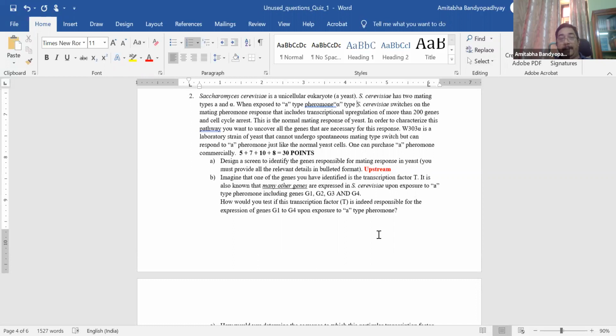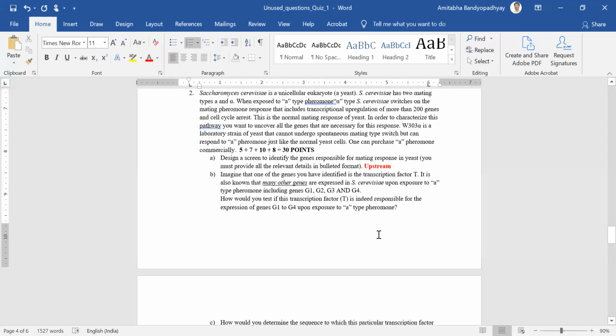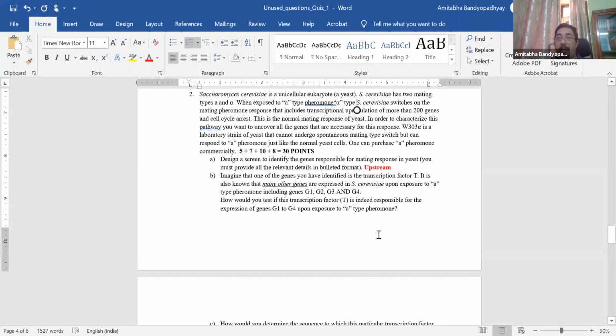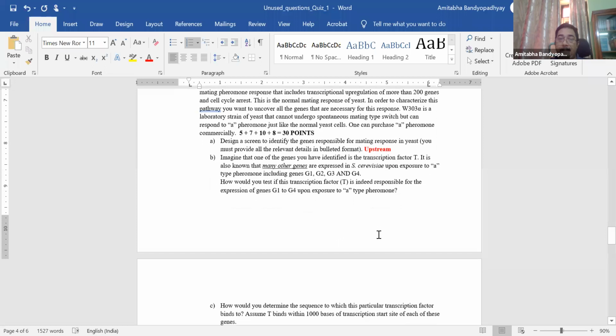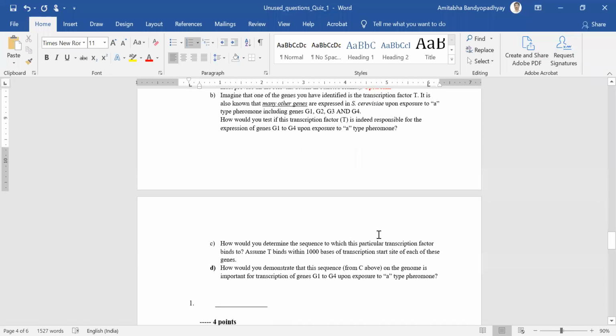Now go to B. Sir, one thing here, why will there be a cell cycle arrest? I do not know why, but it's the natural response. Sir, after mutagenesis, will we look for the mutants that will not undergo cell cycle arrest and will continue dividing? Yes.